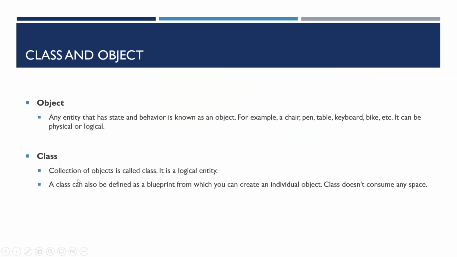If you take a class, a collection of all these objects is called a class. It is a logical entity. So a class is called a logical entity: a collection of pens, chairs, tables, cars, a collection of you yourself. If you combine everything and put it in a simple container, a simple entity, that is called a class. So we work on classes and objects. A class can be defined as a blueprint from which you can create individual objects.